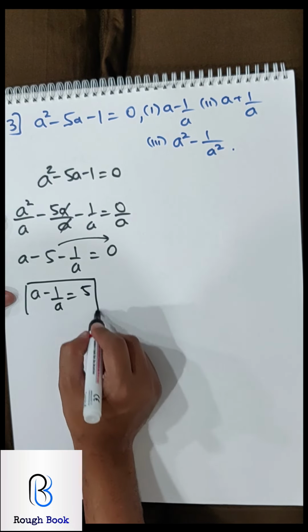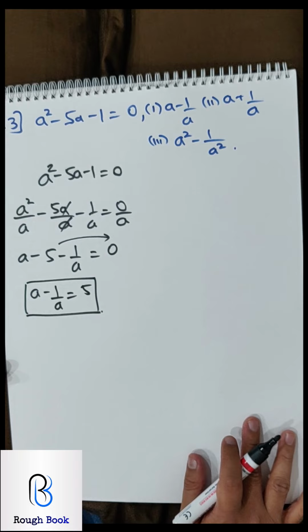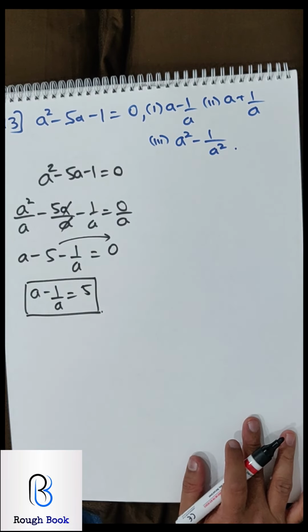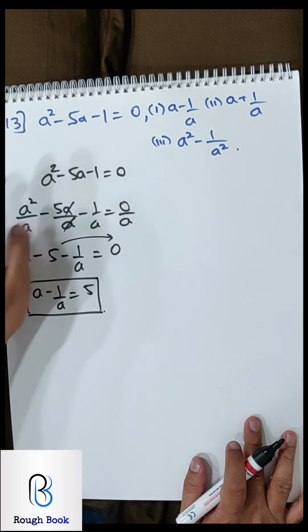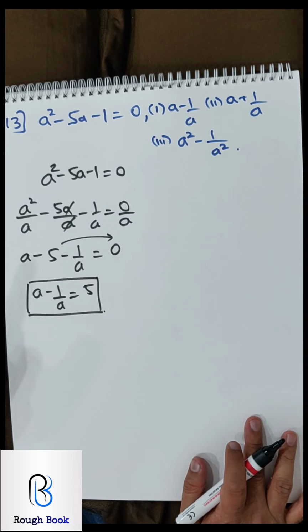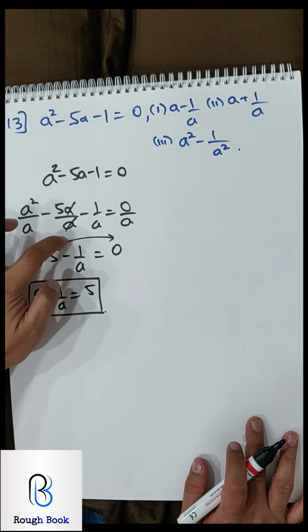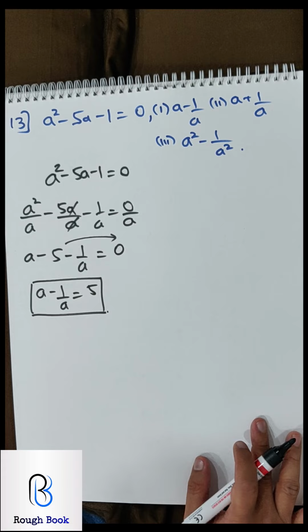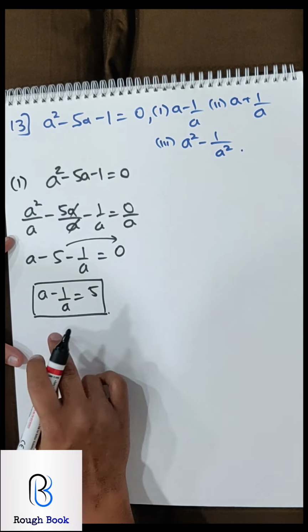Yeah, magic. So I got the first part straight away. So whenever you see an equation, divide each term by a. I repeat, whenever you see an equation, divide each term by a, your life will become easy. So we got the first part.